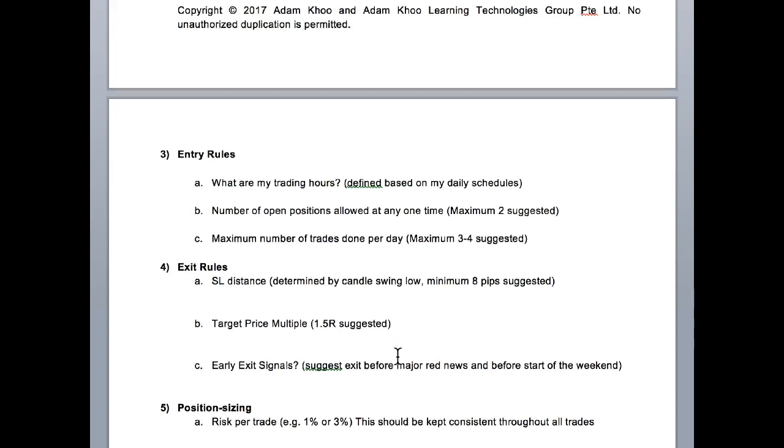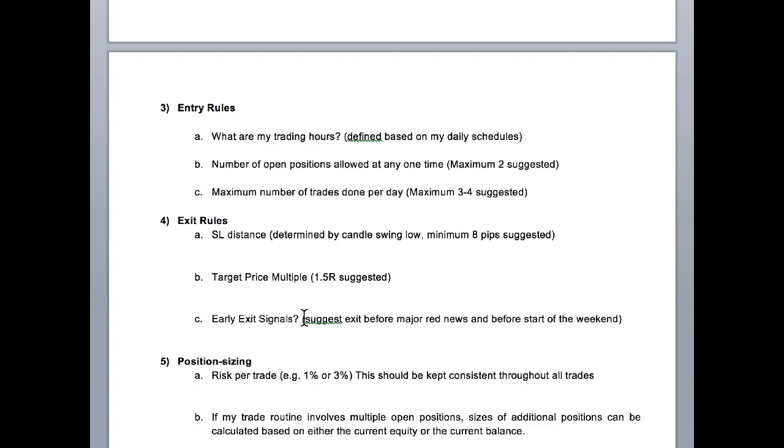Next, you can also write down, now some people ask me, they say, Adam, if I'm in a trade, it has not hit my stop loss or my profit target, can I exit early? And I say, well, if it's part of your rules that you have predefined, yes. If it's not part of your rules, no. Because you want to, again, be consistent, right? So what are some early exit signals that may cause you to exit early? If you want, you can write it down and follow those rules.